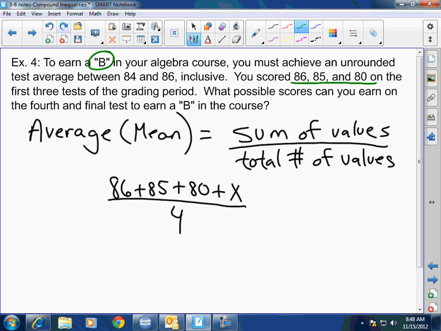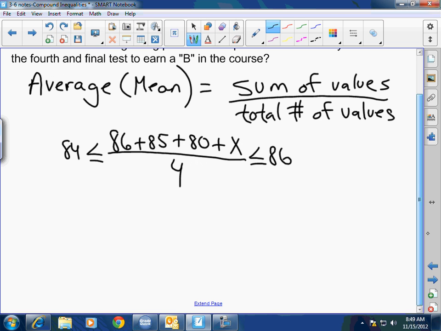I was hoping these are the kind of things you do at home to see what you need on a test. This is how you find an average. So this average has to be between 84 and 86. Now, how do we solve this, guys? You can add them all up first. Okay, we can do that. What's 85 plus 80 plus 86?